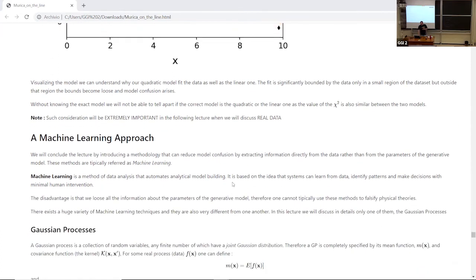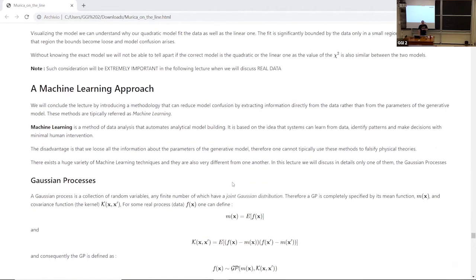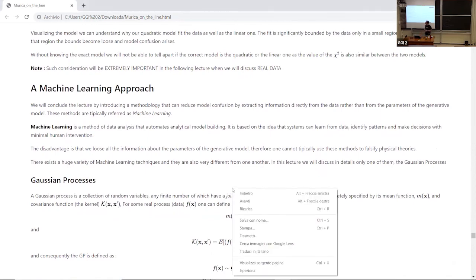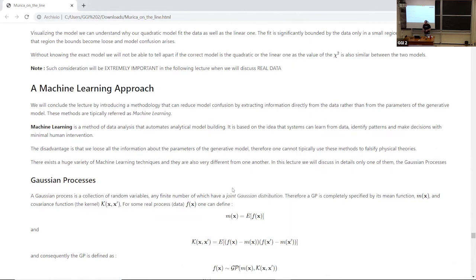So we can use a better approach, let's say a more agnostic approach. And this is given by machine learning. Machine learning is a broad class of algorithms that basically assume that data analysis can automate the process of model fitting. So basically the data can tell you what's the correct model. How can you do that? Well, you still need to assume something. But these assumptions are more phenomenological, not tailored to the generative model of the data, but on the data themselves, their correlation or some property that they have as a global ensemble.